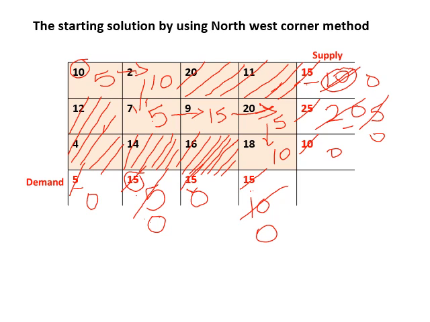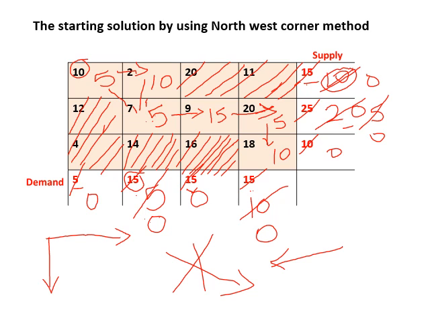Be careful, in the starting solution by the northwest corner method, we don't pass diagonally. We can't move from this cell, for example, to this cell. We should pass horizontally or vertically. We can't ever pass diagonally. And we can't go backward, from here to here, for example. We only go forward. So be careful.